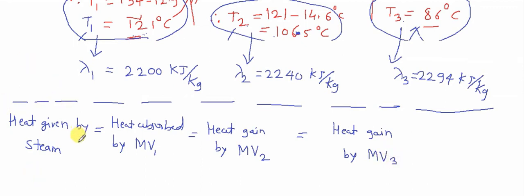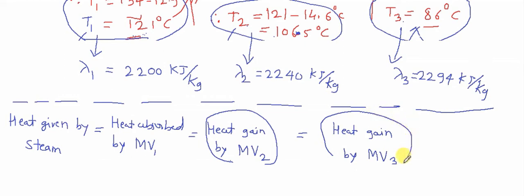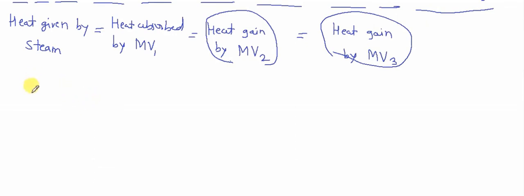Whatever heat is given by the steam, with that heat energy vapor is generated in the first effect. That vapor generated in the first effect gives heat to the second effect evaporator, and you get vapors in the second evaporator. And the same heat given by the second evaporator in the third effect, and you get this vapor mV3. In short, in the energy balance equation, I write down that heat given by steam is what? Heat given by steam means latent heat is given by the steam and you get condensate.